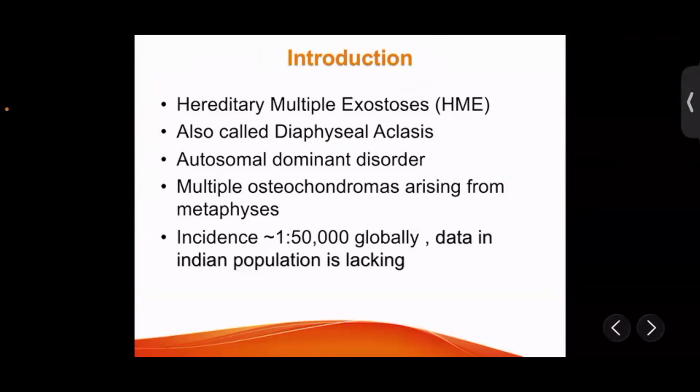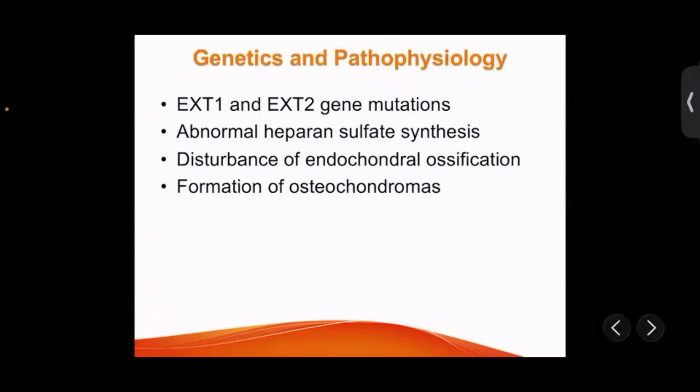So basically, HME is also called diaphyseal aclasis, and it is an autosomal dominant disorder characterized by multiple osteochondromas, mainly from the metaphyses. This statistic which I've put up is mostly from the Western population. Surprisingly, we don't have a lot of studies in the Indian population about the prevalence of it. It is 1 in 50,000 globally is what we've seen.